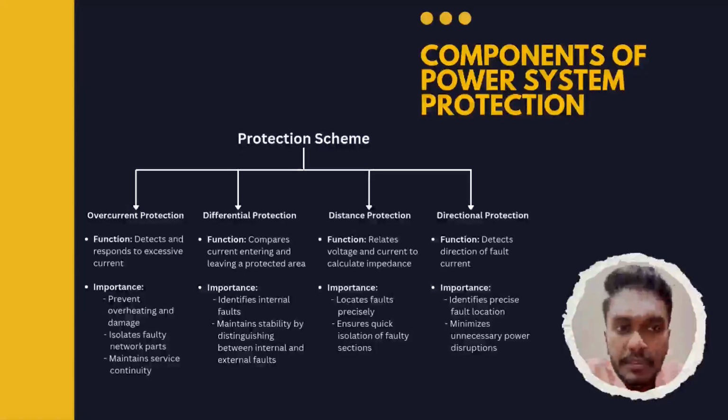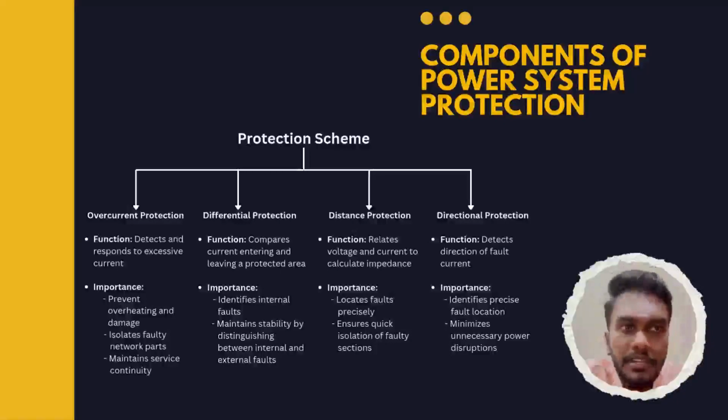The distance protection scheme relates the voltage and the current at the same end to calculate the impedance, which helps locate the fault. By comparing the impedance to the preset value, it determines whether the fault exists and its distance from the protection site. This system is particularly useful for transmission lines as the impedance is proportional to the distance of the fault, allowing precise fault location and quick isolation of the faulty sections.